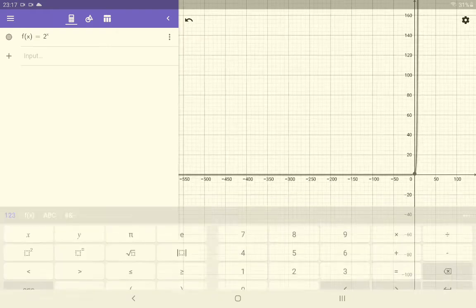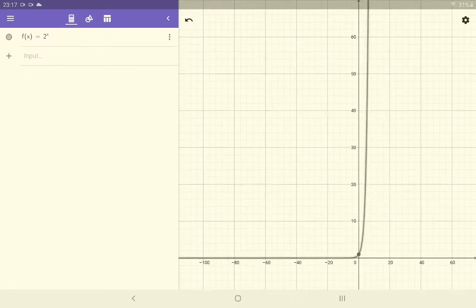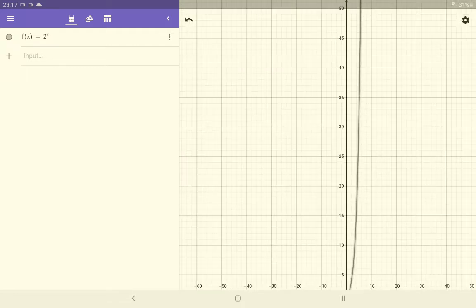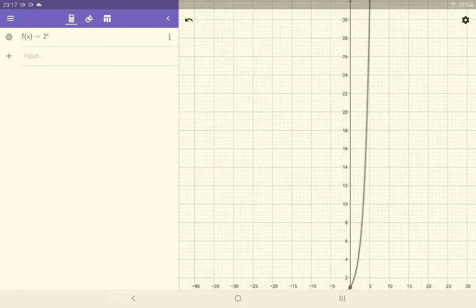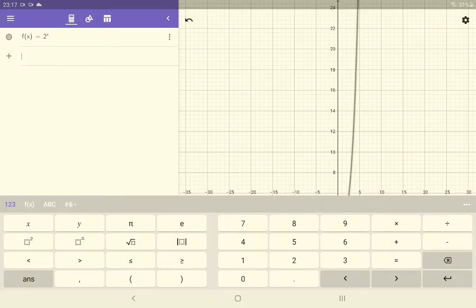See the graph you can see for 2 raised to x. This is the graphical structure of 2 raised to x. It is like e raised to x only. But if you want to take value with negative sign, let us add another exponential function with 2 raised to minus x.